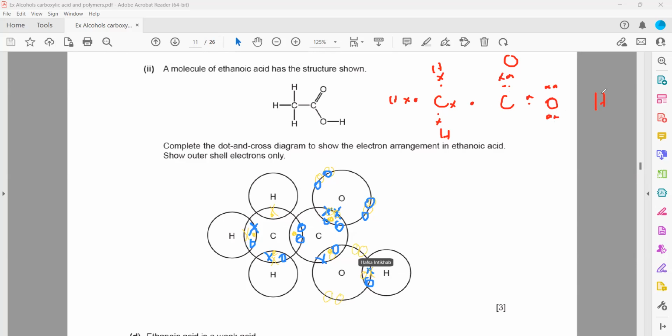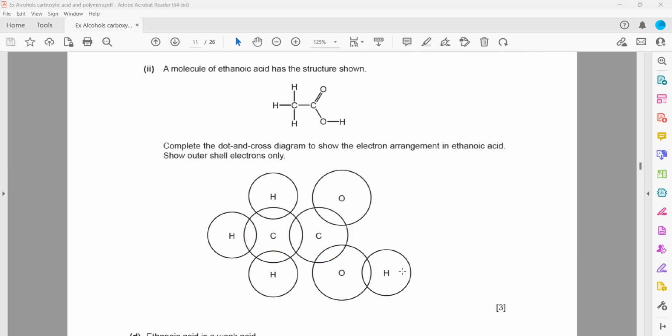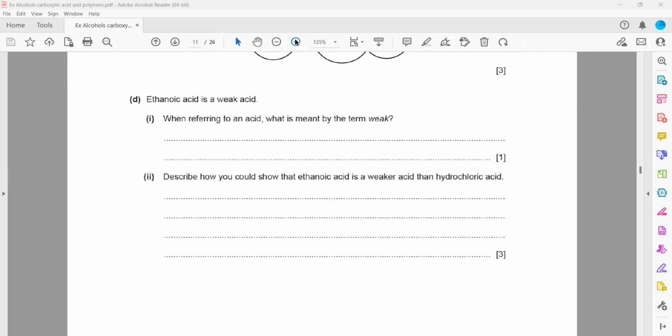And oxygen belongs to group 6, so you have to draw the 4 unshared electrons on oxygen. Unshared electrons are important for oxygen. Hydrogen does not have any unshared electrons. Carbon also belongs to group 4, so it does not have any unshared electrons.